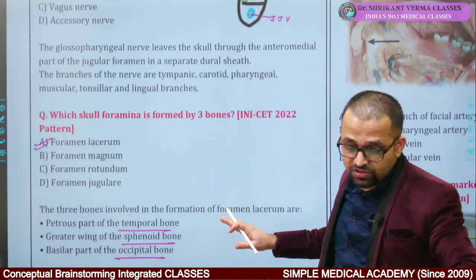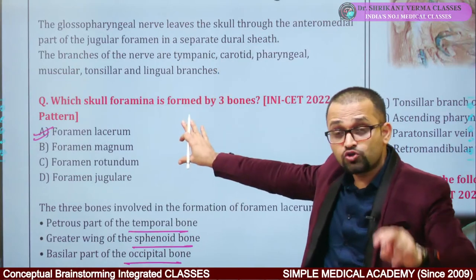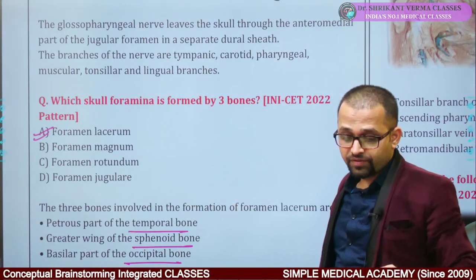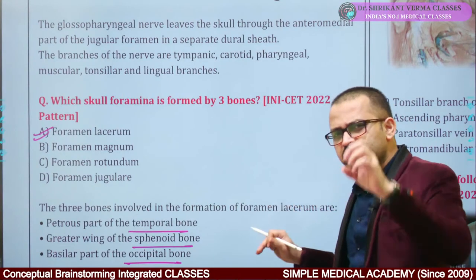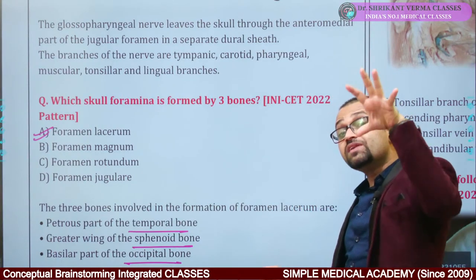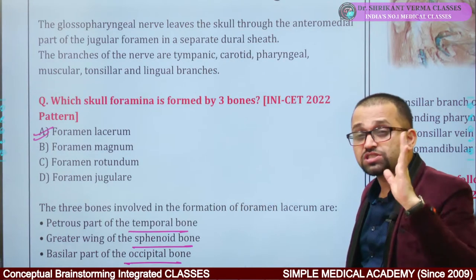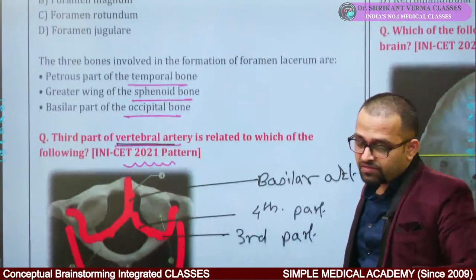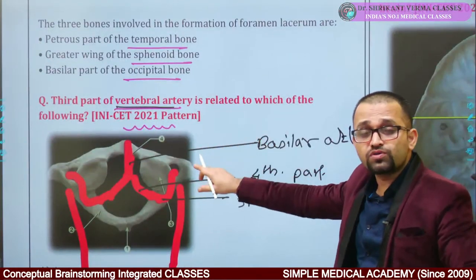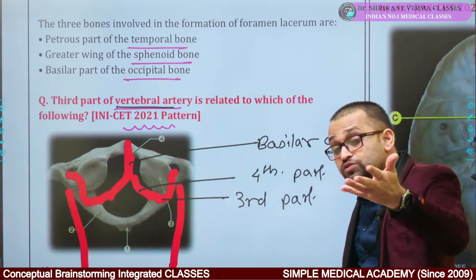Now, see here. This is again a question from the foramen. Two questions from the skull foramen in your INICET 2020-22. Surely in the next INICET, they will show any cranial cavity and ask about the foramina of the cranial cavity, because many important structures are passing through here. It is clear cut. Now, see here, the third part of the vertebral artery. Again, I want to tell you, it is not a new question. This question had been asked in AIIMS 2016-17.